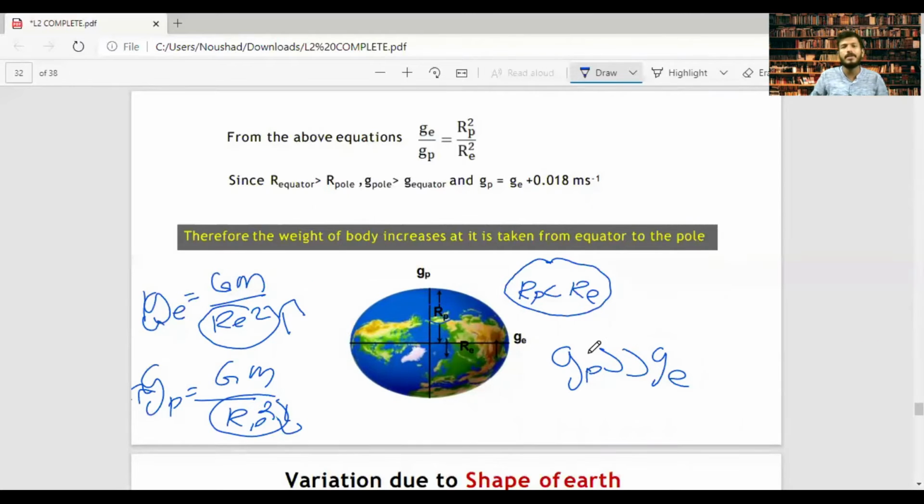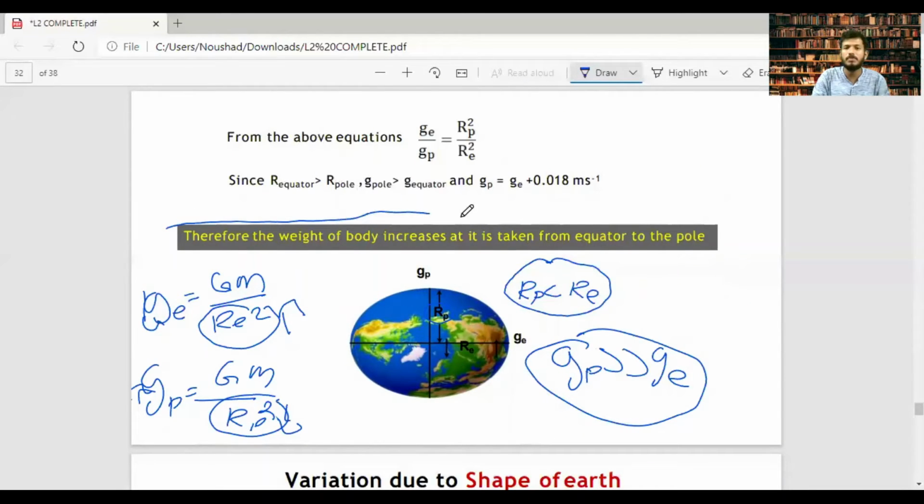Radius comes in the denominator. What does it mean? Denominator for equator is greater. Denominator for pole is lesser. When the denominator becomes lesser, the value becomes greater. When the denominator becomes greater, the value becomes lesser. Clear? So gp is greater than ge. That is the variation of acceleration due to gravity with shape of earth.